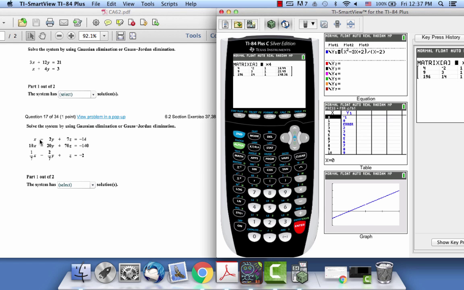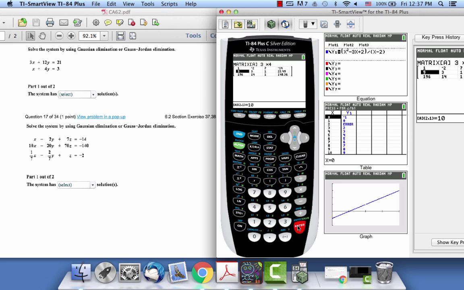Edit. So I have 3 variables, so 3 rows and 4 columns. So that part's already correct. X, Y, and Z are in the correct order here. So 1, -2, 7, -14. And then this one, x, y, z. So all of these, I guess, are in the correct order.